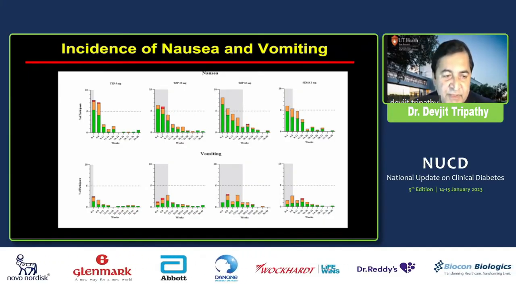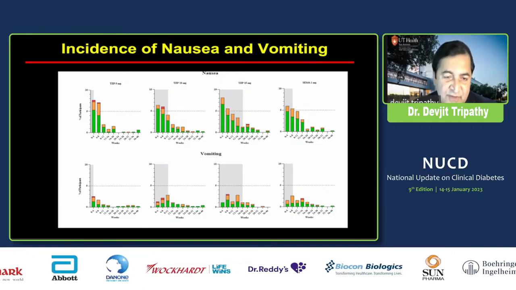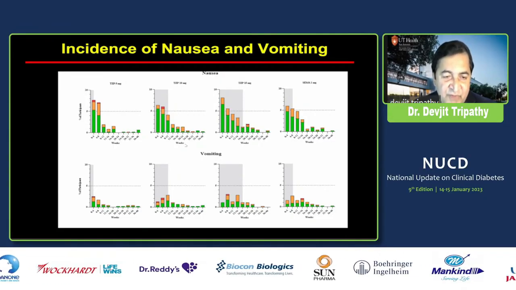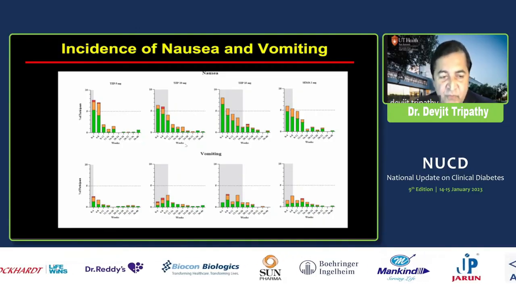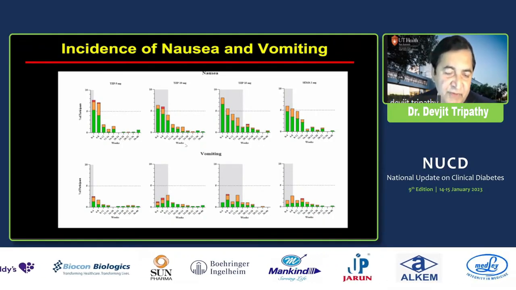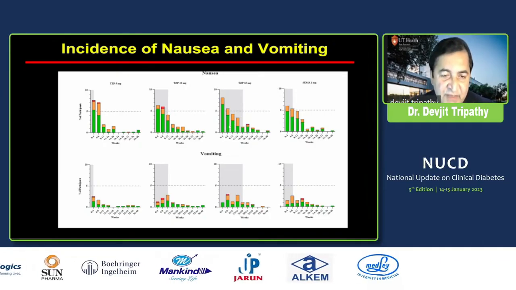However, it's seen earlier, in the first 4 to 8 weeks. So the recommendation is to start low and go slow. You start with 2.5 milligrams and every 4 weeks you increase by 2.5 milligrams. If you go slow, the risk of side effects is slightly lower.